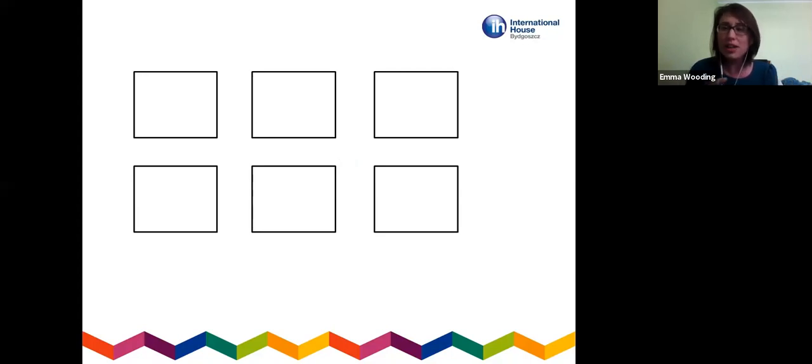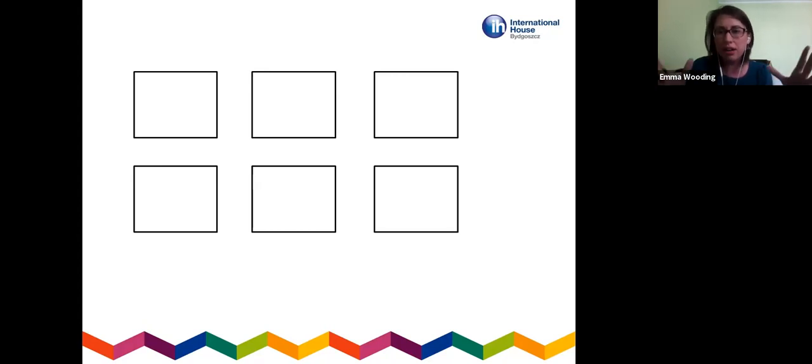So then what they would do is I would have these on the whiteboard. They would all come up to the board. They would draw their pictures. Everyone would sit back down, and then they would use these pictures in their groups to create a story.